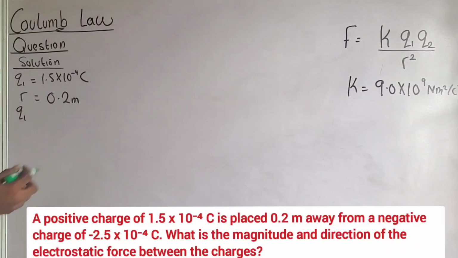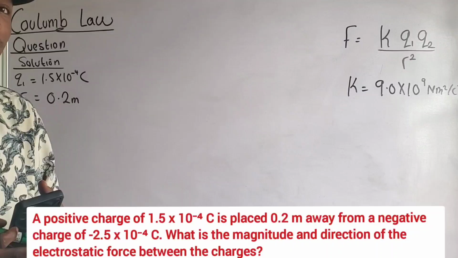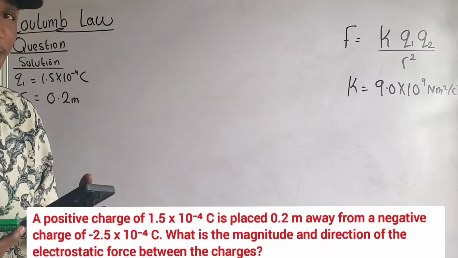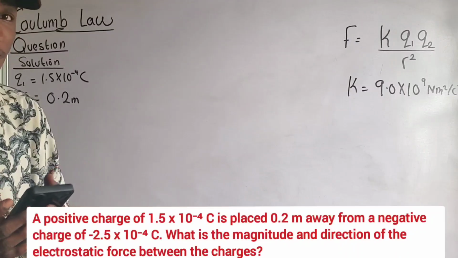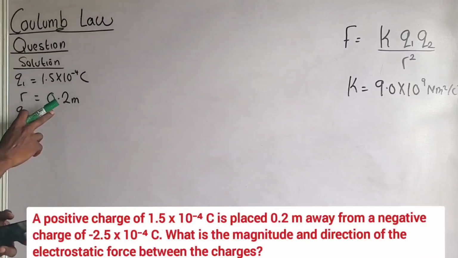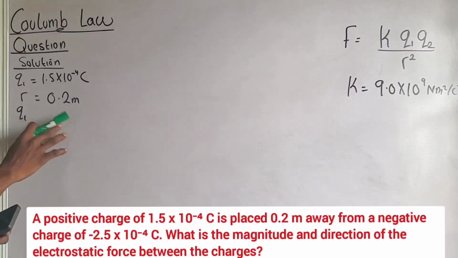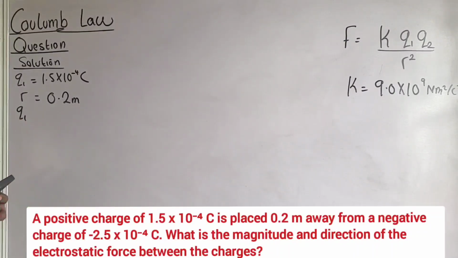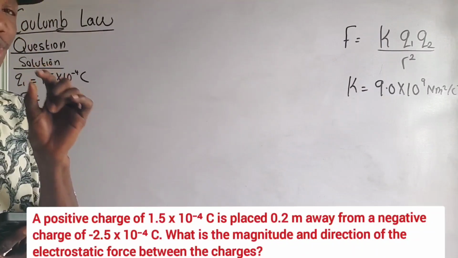Now listen to me carefully. There are some instances where you are going to be given the distance between the charges in another unit, maybe in centimeter. You have to convert to meter. Do you understand? So make sure you pay attention to that. If this 0.2 is given in centimeter, I will have to convert it to meter. Because it is in meter, there is no need for conversion. I just emphasize that because there are some questions you might come across. Don't use the value directly if it is not in meter.